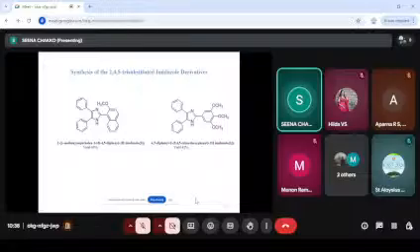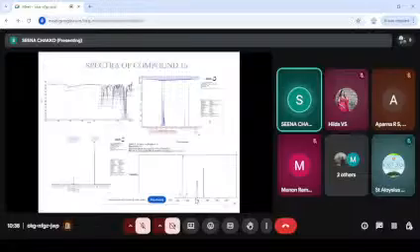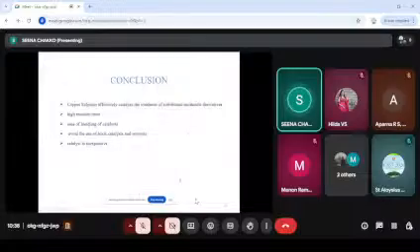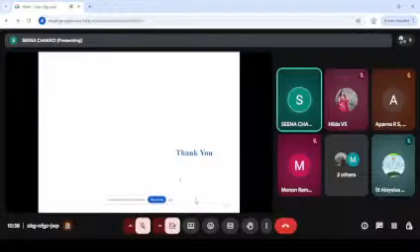Majority of them are novel, and these are the spectra of the compounds. This is the FTIR spectra of the compound, and this is the H1 NMR, C13 NMR, and mass spectra of the compound. And the conclusion: copper sulfate effectively catalyzed the synthesis of substituted imidazole derivatives, with high reaction rate, ease of handling of catalyst, avoiding the use of toxic catalyst and solvent. Catalyst is inexpensive. Thank you.